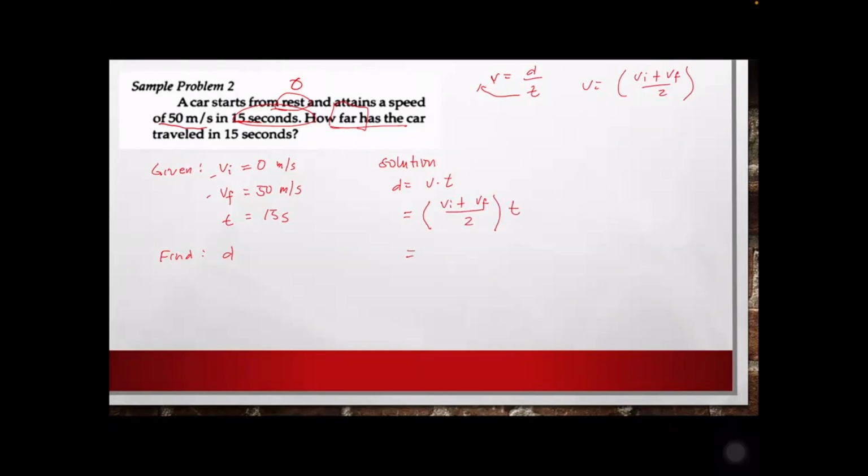So, this will be equal to, the initial velocity natin ay 0 minus, not minus, 0 plus 50 over 2 times, karoon tayo dito ng 15. So, this will be equal to 0 plus 50 is 50 over 2 multiplied by 15. What will be the answer? 375. So, magkaroon tayo dito ng 375 meters.